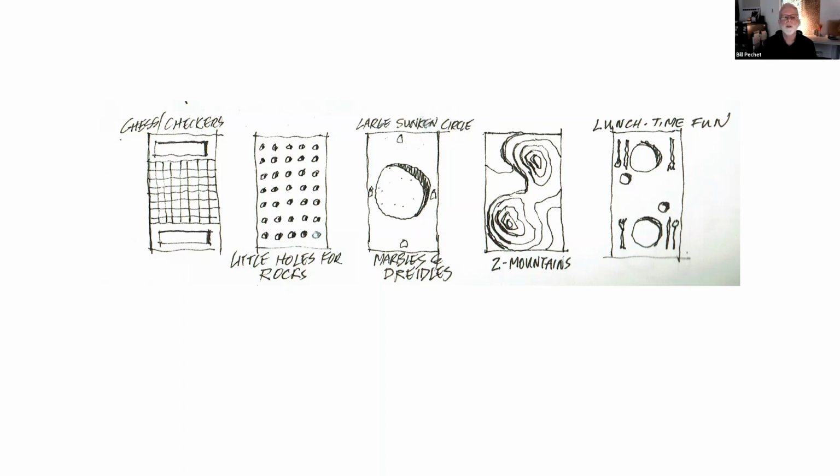There were holes in a grid. There was a big indentation of a circle. There were two mountain ranges that sand and all kinds of stuff could be piled on top of. And then there was something that we just got the biggest giggle out of called Lunchtime Fun, an embossing of two negatives of lunches. Next, please.